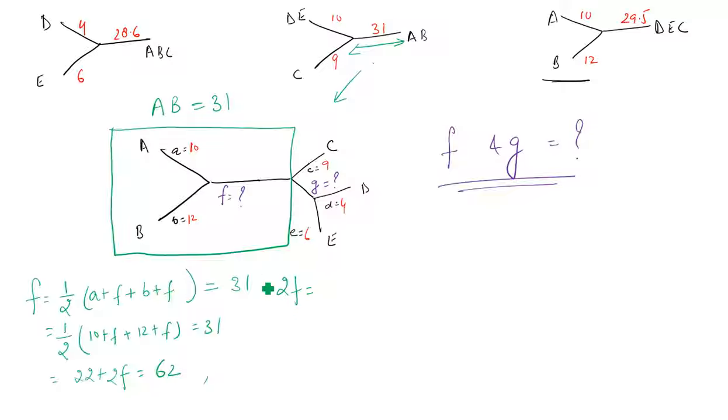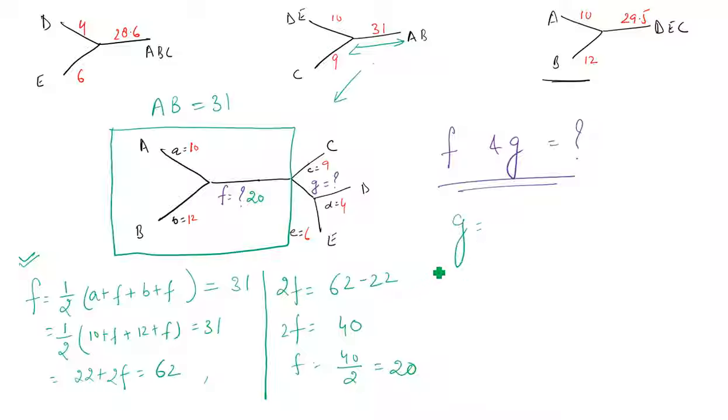2F equals 62 minus 22. So F equals 40 by 2, it means 20. So this branch length of F was 20. So we have calculated this branch length. So I hope it is clear how to calculate the branch length of F. Same like this, we have to calculate the branch length of G.